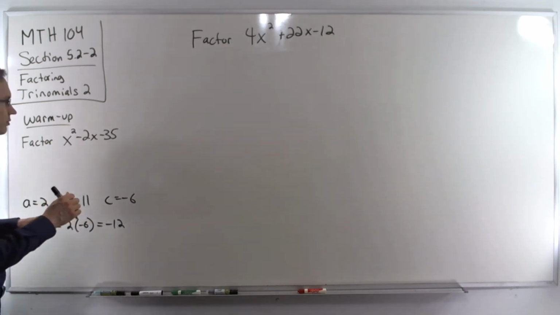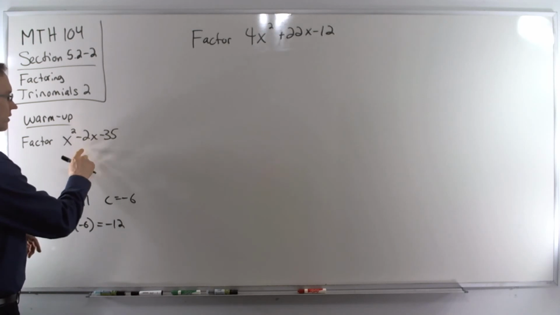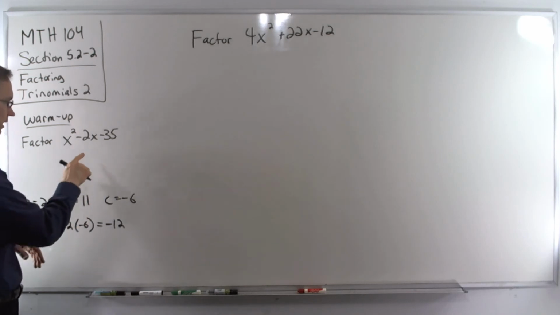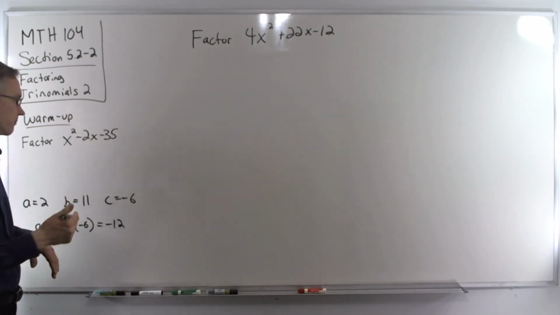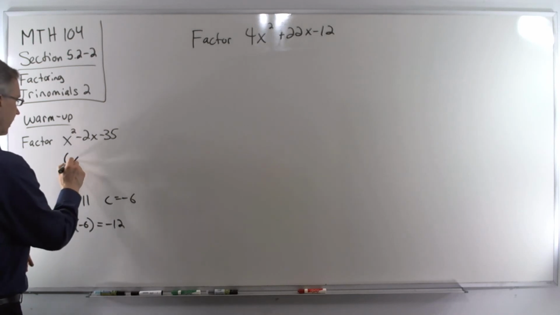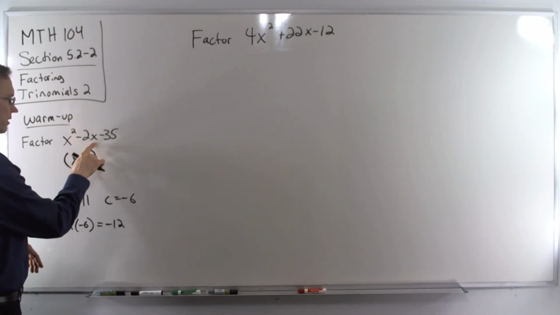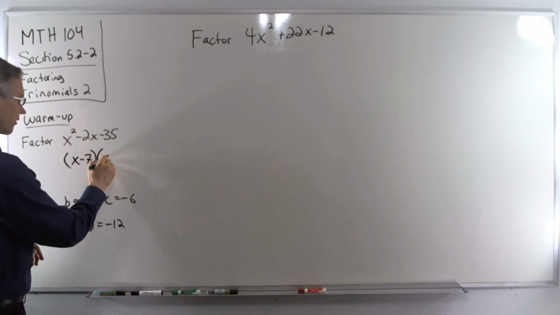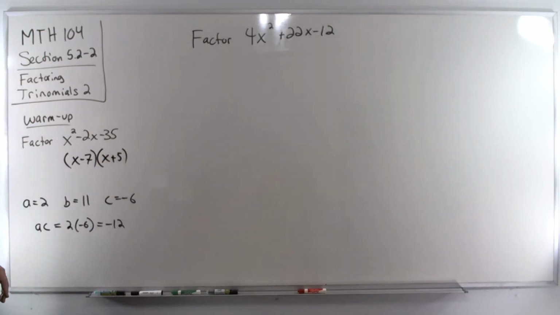Alright, so to factor this, we need two numbers that multiply to get negative 35 and add to get negative 2. Since it's negative here, we're going to get one positive and one negative value, and they need to be separated by 2. So that's 5 and 7. So we've got x minus 7. The bigger number has to be negative because the middle term's negative, and when we add them together, we'll get a negative value. So we get x minus 7 times x plus 5.